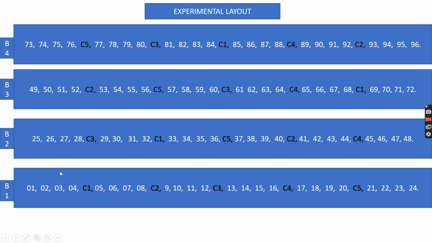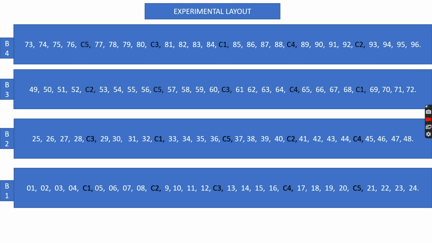So this is the experimental layout of the augmented block design. Here we can see there are four blocks: block 1, block 2, block 3 and block 4. And in each and every block the check genotypes, which are C1, C2, C3, C4 and C5, are replicated and also randomized, and the error degrees of freedom of this experimental layout is 12, which is obtained by multiplying the degrees of freedom for check genotypes into the degrees of freedom of blocks, which is 4 into 3.